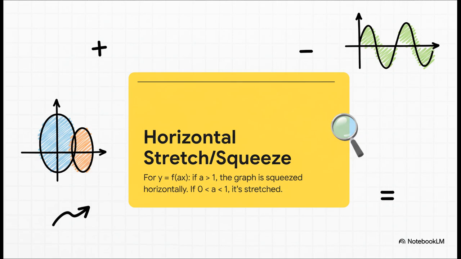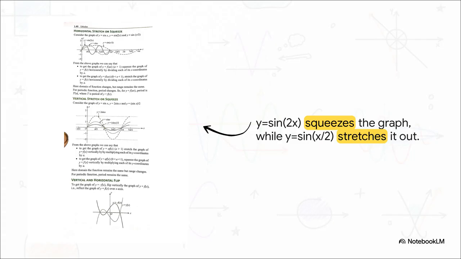And yep, you guessed it, the horizontal version is an inside change, and it follows that same backward, counterintuitive logic. When you multiply the x inside the function, a number bigger than 1 actually squeezes the graph horizontally. It squishes it together, and a fraction between 0 and 1 will stretch it out. Again, just think opposite for horizontal.